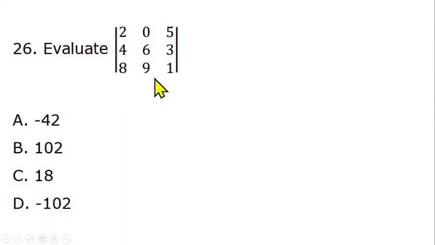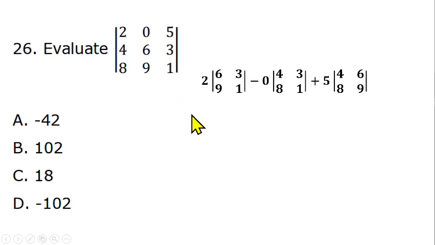26 is also from the matrix. In this case, you have to find the determinant of this 3 by 3 matrix. And the only way to do this is to further reduce this matrix to 2 by 2. How do we do that? The element here is 2. Then reduce this 3 by 3 matrix to 2 by 2.